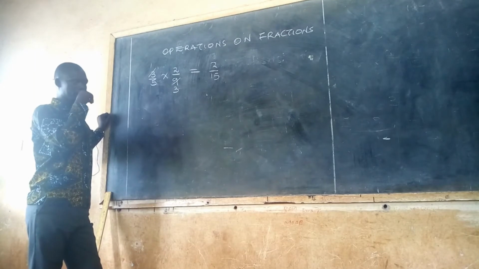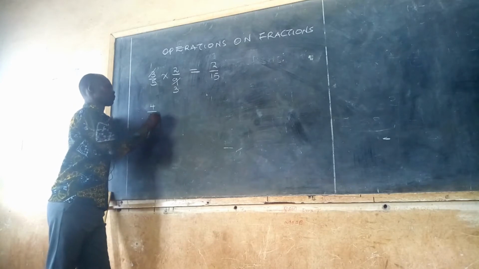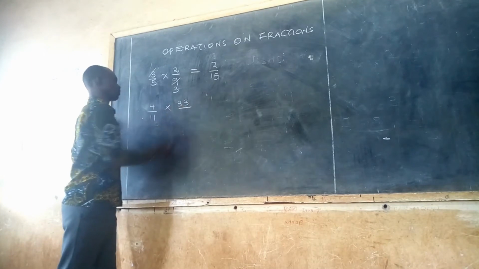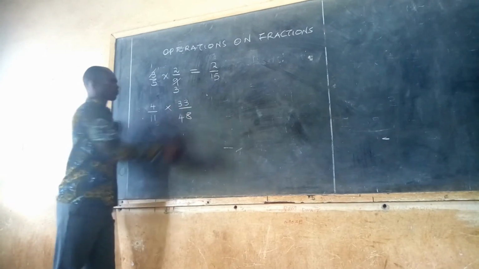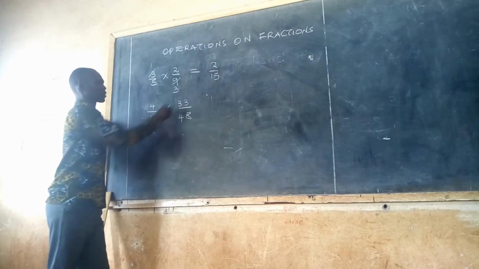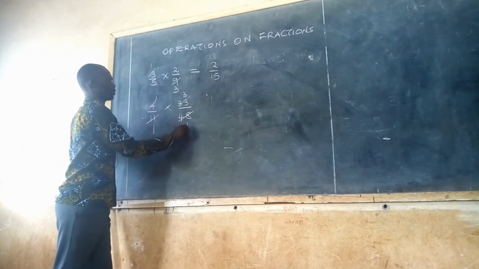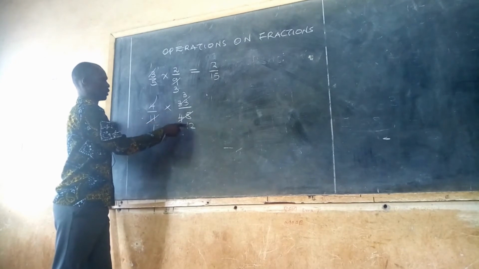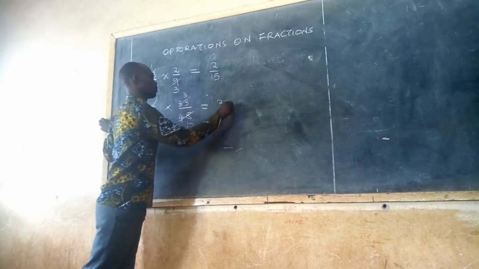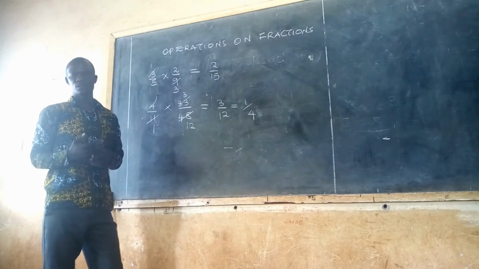Very simple and direct. If you have 4 over 11, maybe times 33 over 48, you just check the multiples. 11 ones, 11 3 times, 4 ones, 4 12 times. So that will be able to give us 3 over 12, which is 1 over 4. The same will happen when you have mixed fractions.